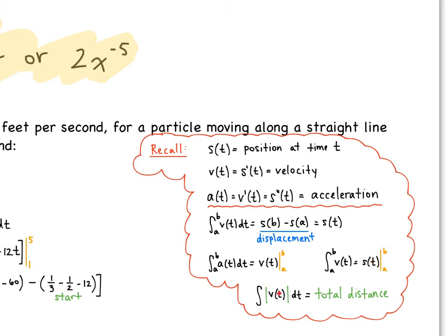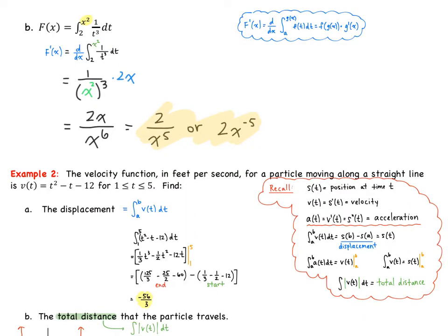And then one other thing we have to remember is the total distance. Total distance is equal to the integral of the absolute value of our velocity. So make sure you pause the video and get that all down. Okay, so let's get into this example.